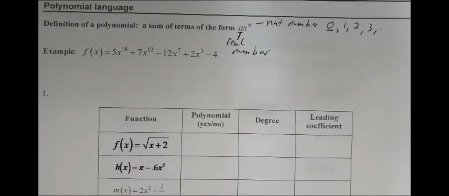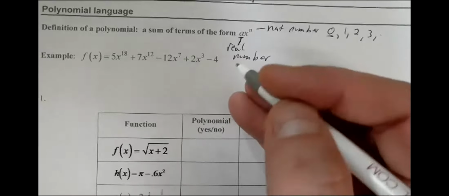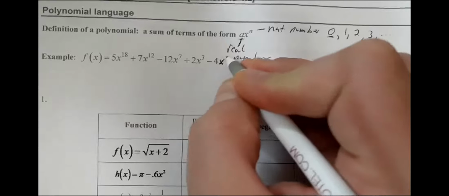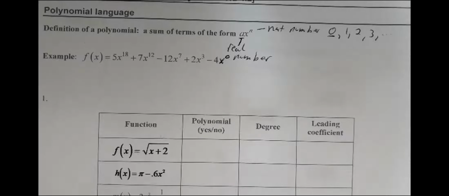And so if we're looking at this, they give an example of a function f of x: 5x to the 18 plus 7x to the 12 minus 12x to the 7 plus 2x to the third minus 4. You might be looking at this, and I said everything should have an x on it. You might look at this 4 and say, well, it doesn't have an x on it. But if I wanted to put one there, I could always put an x to the 0 power. So that's where the zero is coming in. We can have constants on there. We can add or subtract a constant number after all our x variables.